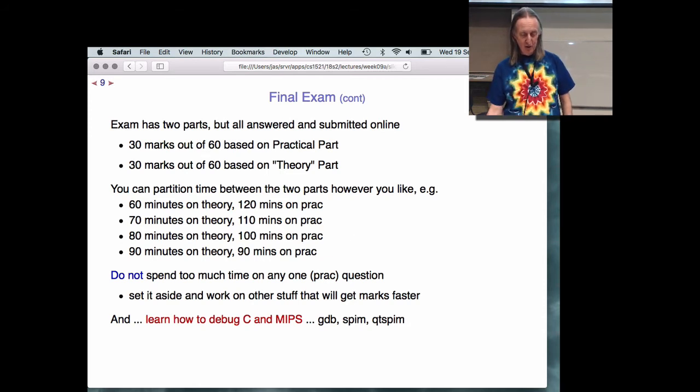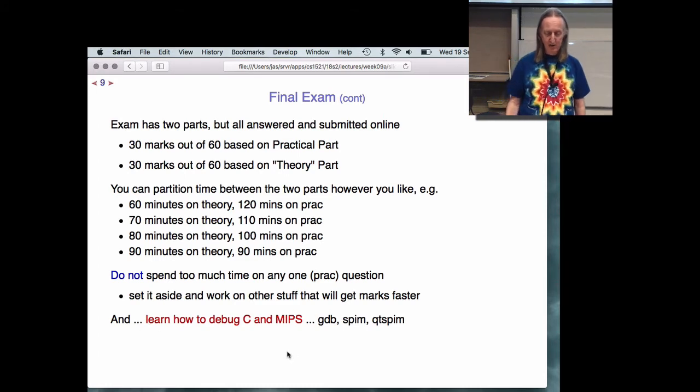So one really useful thing to do before the exam is that in red, learn how to debug, and to help you with that, in week 10 I'll run one more lecture which is just going to be a demo of debugging basically.